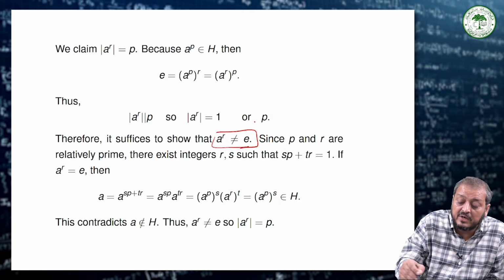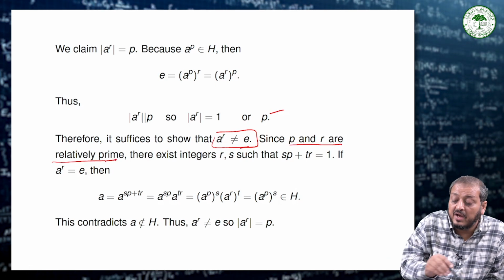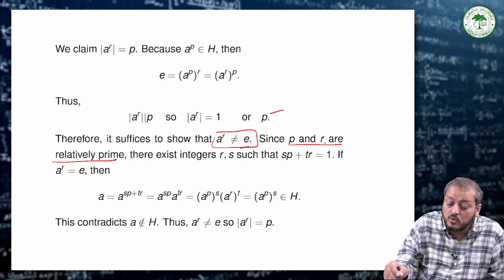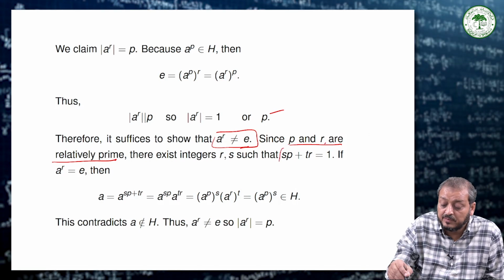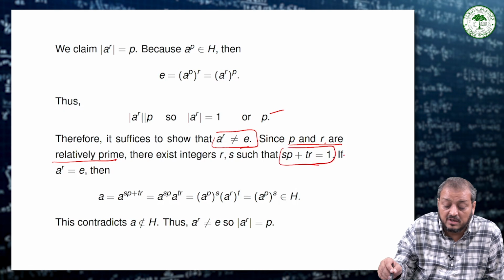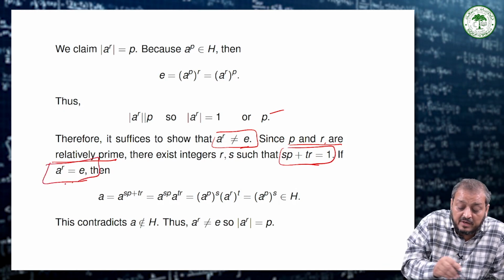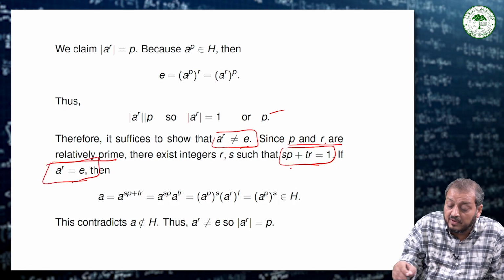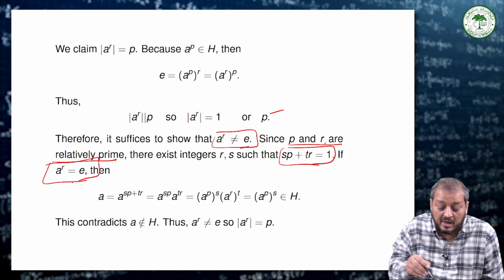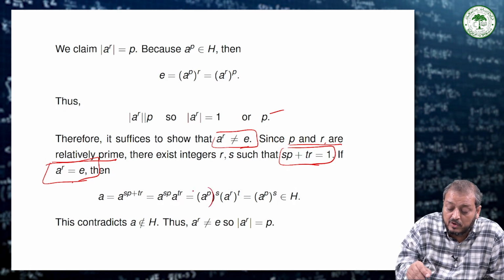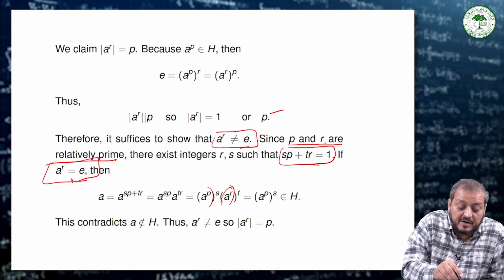Then if it is not equal to identity, then it is equal to P. Since P and R are relatively prime, there exist some integers R and S that satisfy this condition. Now if A to the power R is equal to identity, then A can be written in the form A to the power SP plus RT, and A to the power P into S, R into S, and A to the power R is equal to identity.